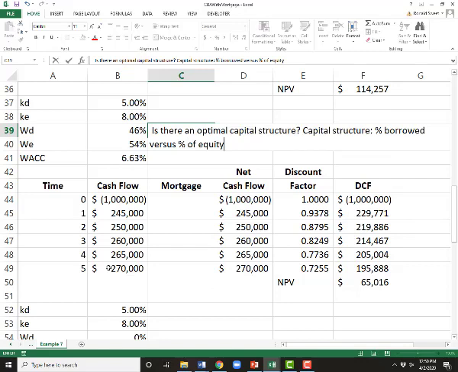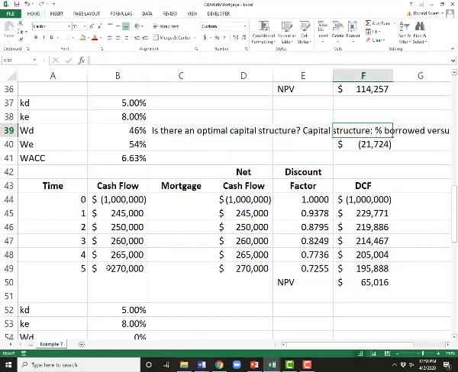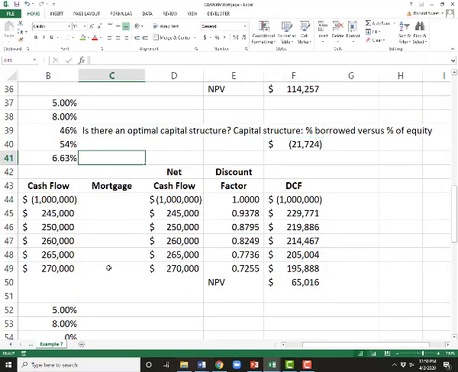Is there an optimal capital structure? Should we use 100% equity? Should we use 70% equity and 30% borrowing? Should we use 70% borrowing and 30% equity? Is there an optimal level? What do we mean by optimal here? By optimal, we mean maximize the value of the firm. So we're going to get into this next week.